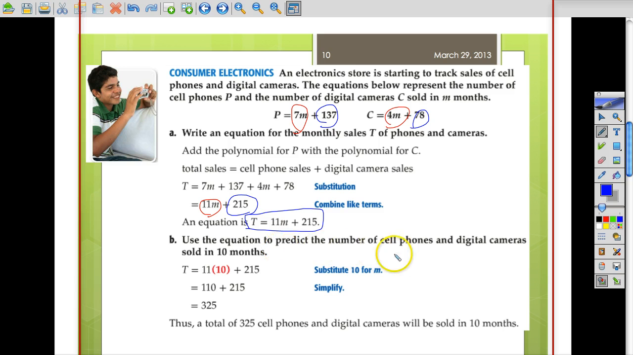Use the equation to predict the number of cell phones and digital cameras sold in 10 months. So instead of M, you can substitute that for 10 and then find out, when you simplify, it will be 325.